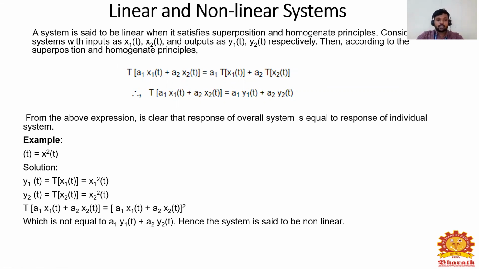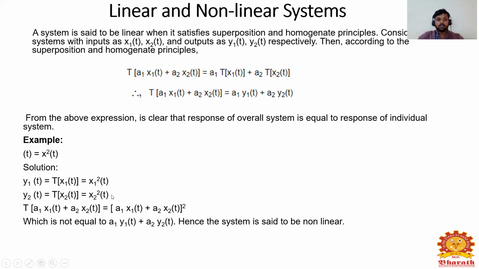Example, y of t is equal to x square of t. So y1 of t is equal to T of x1 of t. I'm having two separate values, that is y1 of t, y2 of t, so that's why I'm separating the values. From the given question, y of t is equal to x square of t, so in the place of y1 of t, I can replace x1 square of t. Similarly, y2 of t is equal to T of x2 of t, that is equal to x2 square of t.